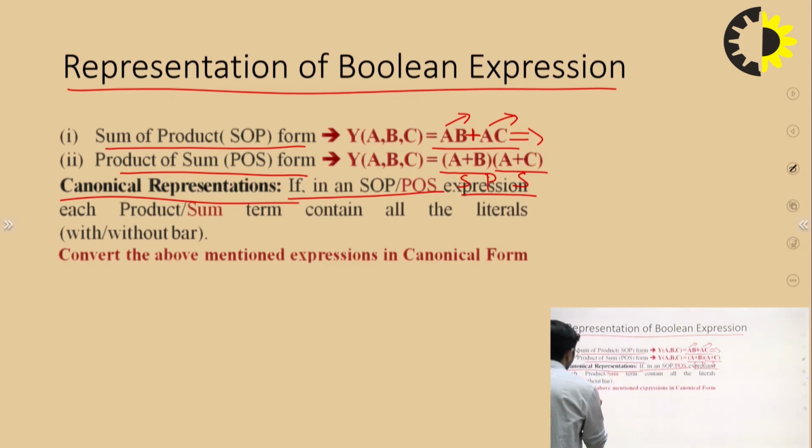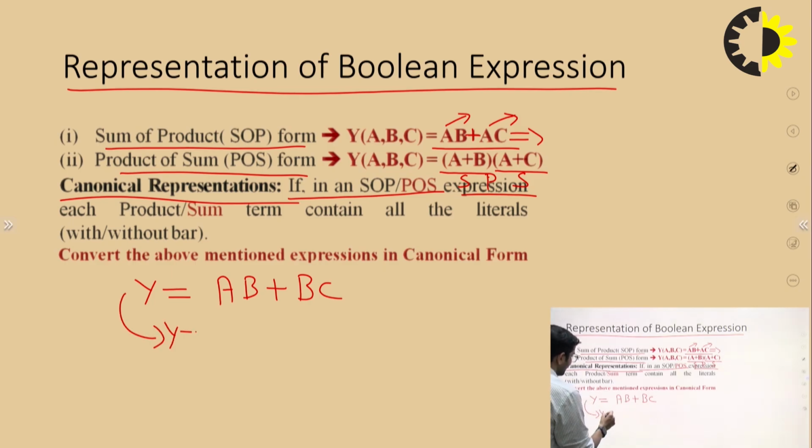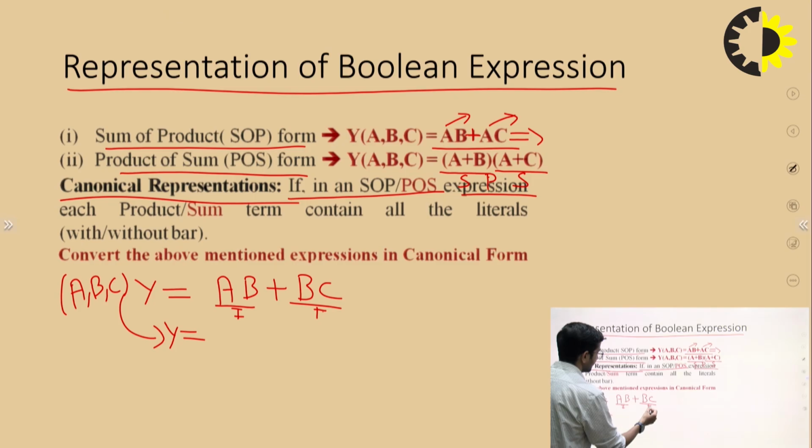For example, if I have an expression y equals AB plus BC, how can we convert this into a canonical form? Let's say this y is a 3-variable function of A, B and C. Canonical form means each term must contain each and every variable. In the first term there is AB, C is missing. In the second term, B and C are present, A is missing. So to convert into canonical form, in AB we have to add C plus C bar.